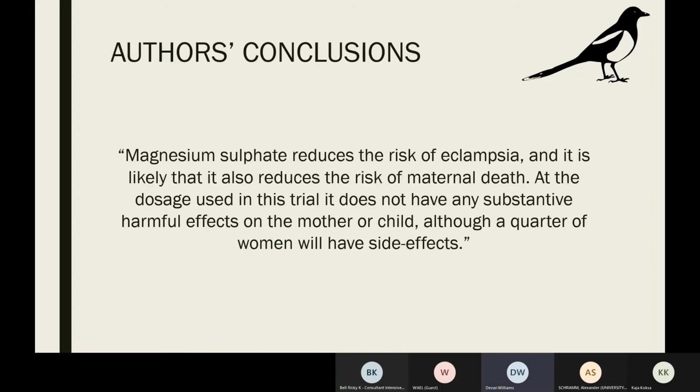So this is the author's conclusion. I've literally just copied and pasted it here, and I think it's a fair conclusion, which is it reduces the risk of eclampsia. They've said it also reduces the risk of maternal death. I think it points towards that, but I don't think you can say that 100%. And the dosage used in this trial doesn't have any substantive harmful effects, which I agree with, but there are those side effects that a quarter of women still get.